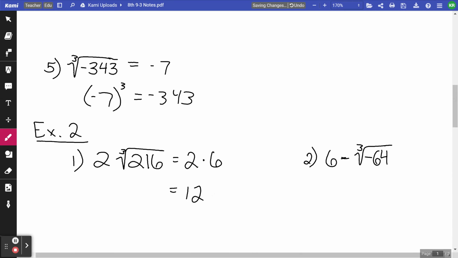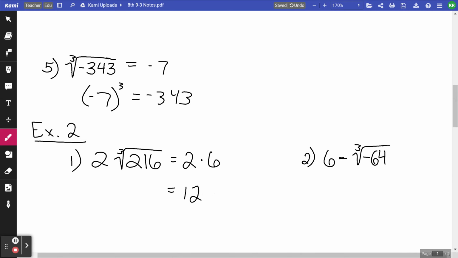For number 2, 6 minus the cube root of negative 64. Well, the cube root of negative 64 is going to be negative 4. So this is going to be 6 minus negative 4, which is going to end up being addition, right? 6 plus 4. So we get 10.